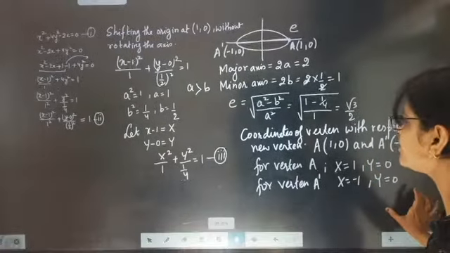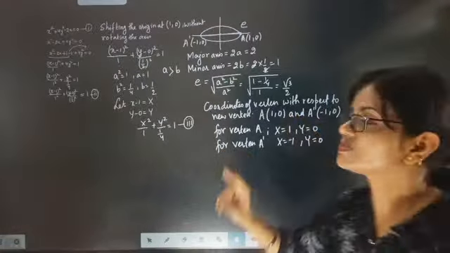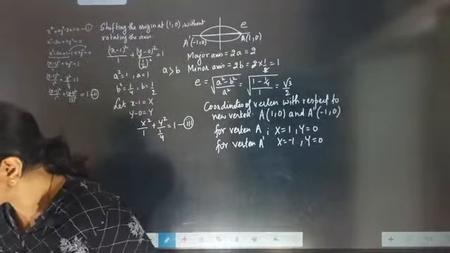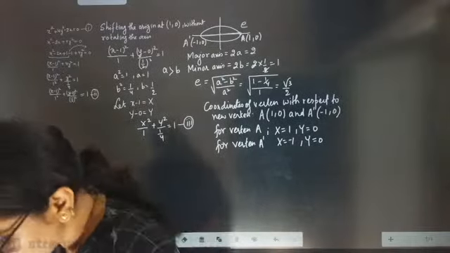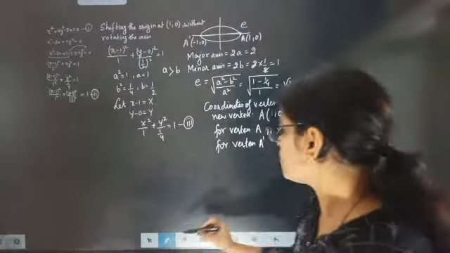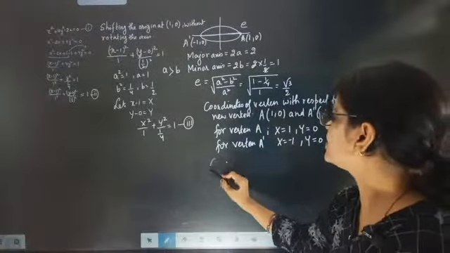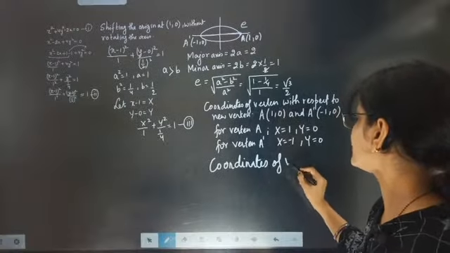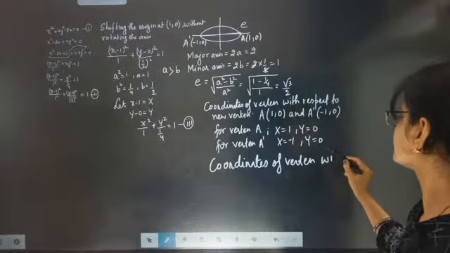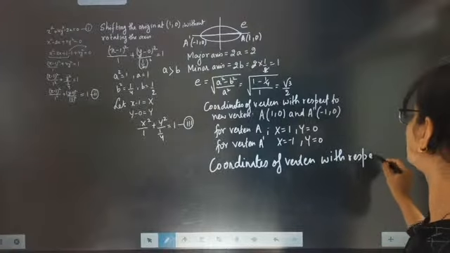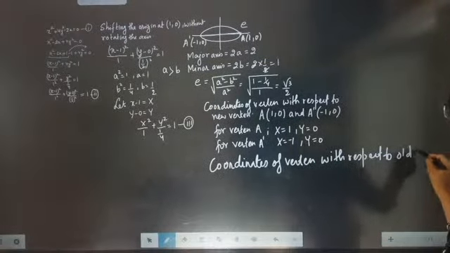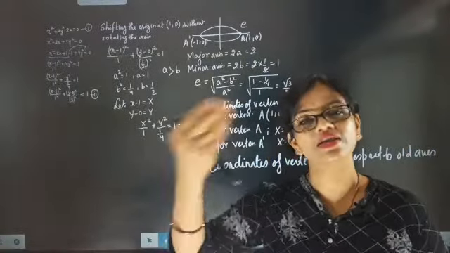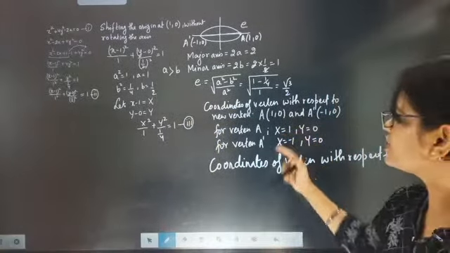Now the coordinates of vertex with respect to old axis. No one is saying anything, any problem? Coordinates of vertex with respect to old axis. Now we are shifting it because our basic purpose is to get the old axis. So now what is your old axis?